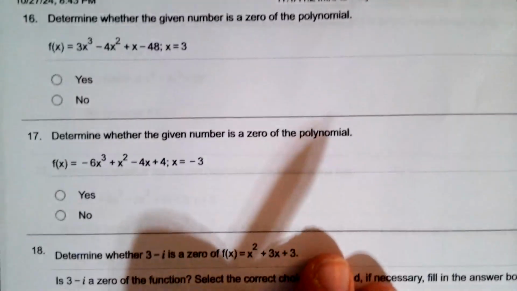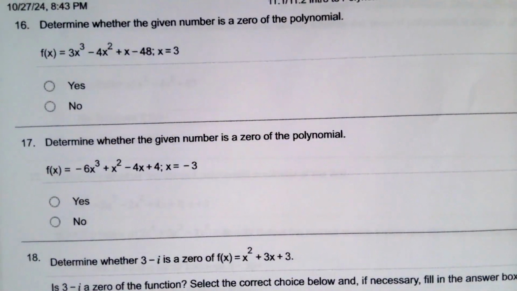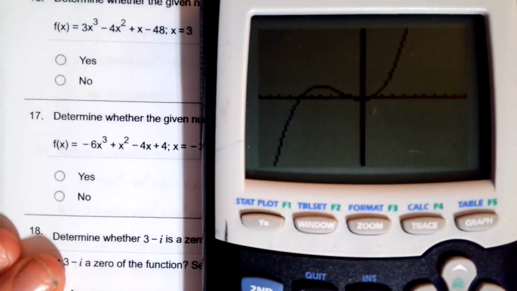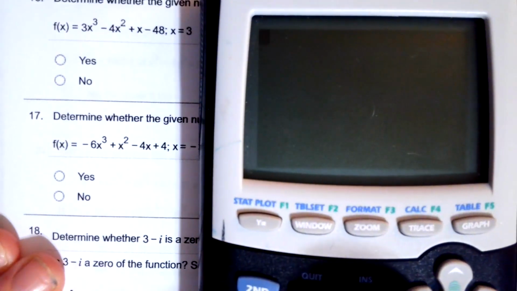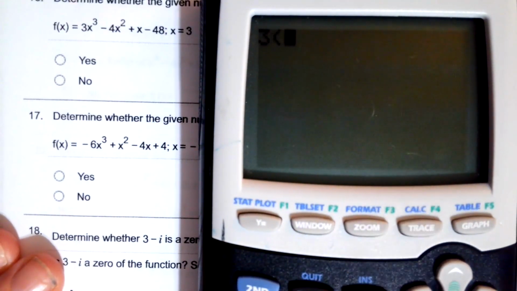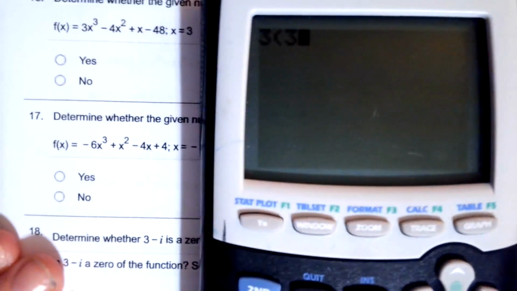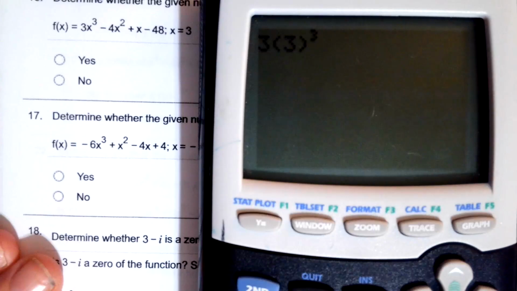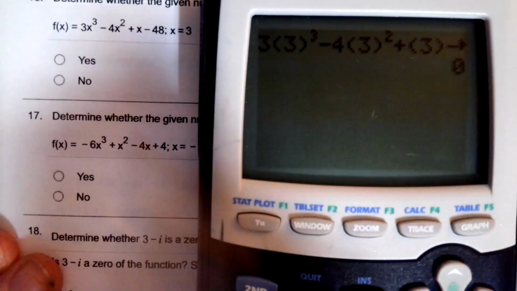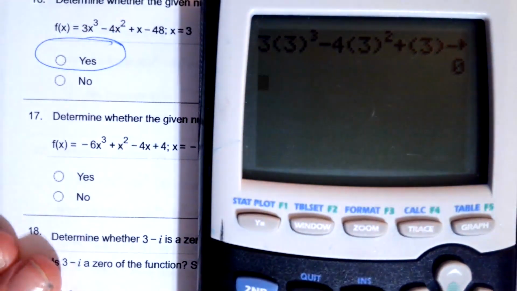Okay, we're asked to determine whether this is a 0 of the polynomial, so we just plug that in. And when you plug that in, you're going to have 3 open parentheses. You're going to use that value for x, so it's going to be 3 cubed minus 4 times 3 squared plus 3 minus 48. And it turns out that it is 0, so it is a 0. So the answer is yes. You just plug it in and check.